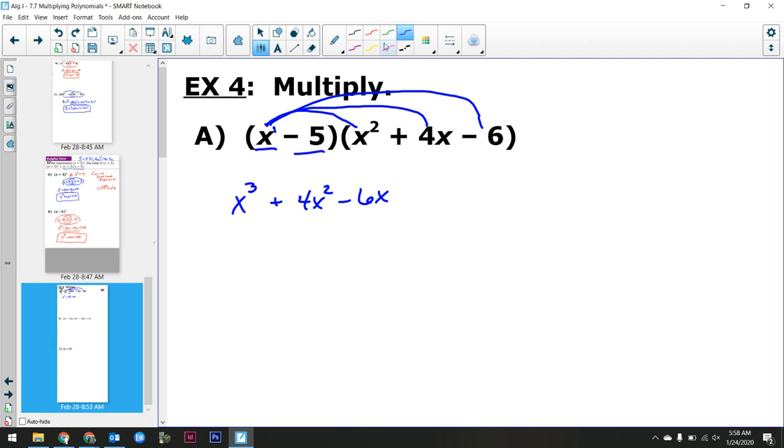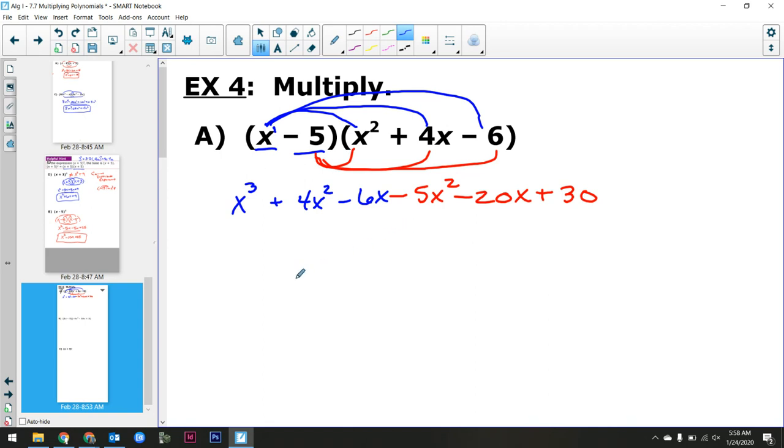Okay, now that's one distribution. Now I've got to do the negative 5. Negative 5 times x squared is a negative 5x squared. Negative 5 times 4x is a negative 20x. Negative 5 times negative 6 is a positive 30. See, all I'm doing is multiplying, guys. I'm not doing anything fancy. I'm just doing the distributive property.